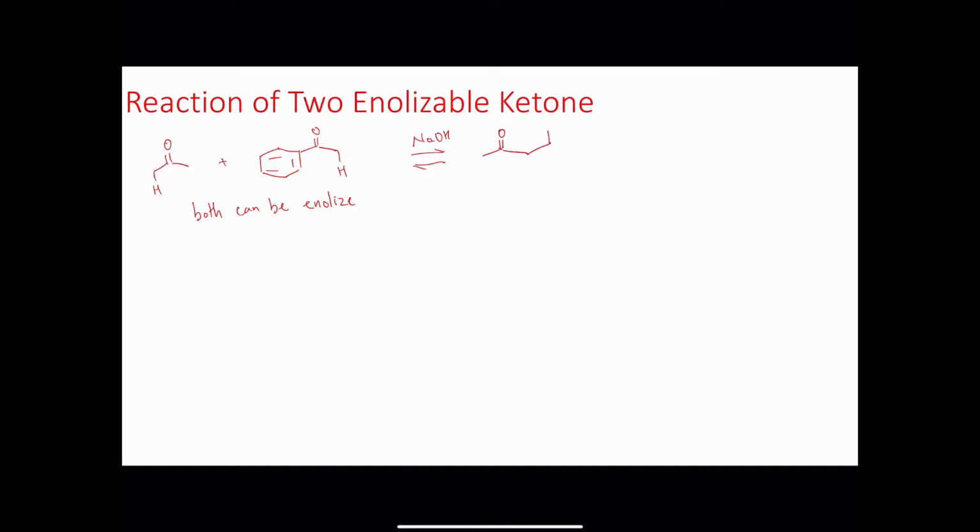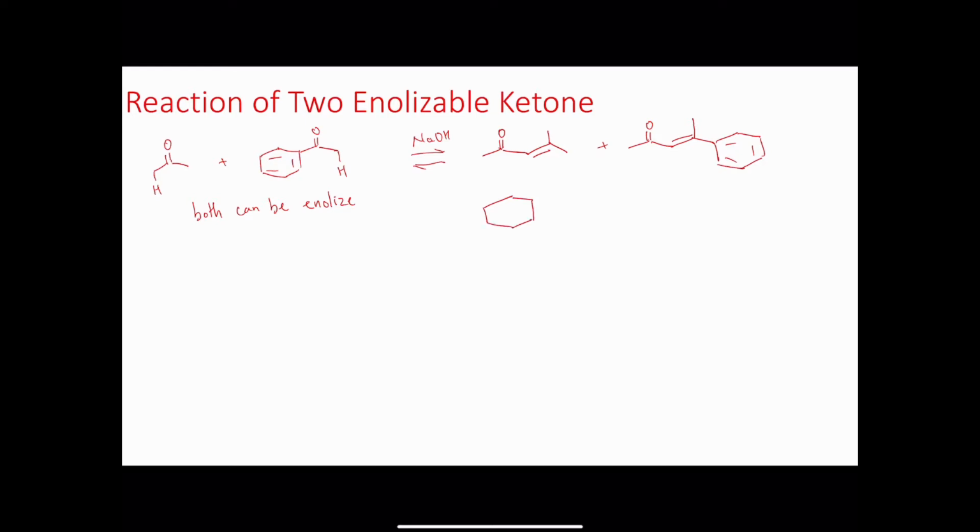So the first product is the self aldol condensation of the acetone. Another product is the product between acetone and acetophenone. In this case, the acetone will be the enolizable carbonyl, and the acetophenone will be the electrophile.